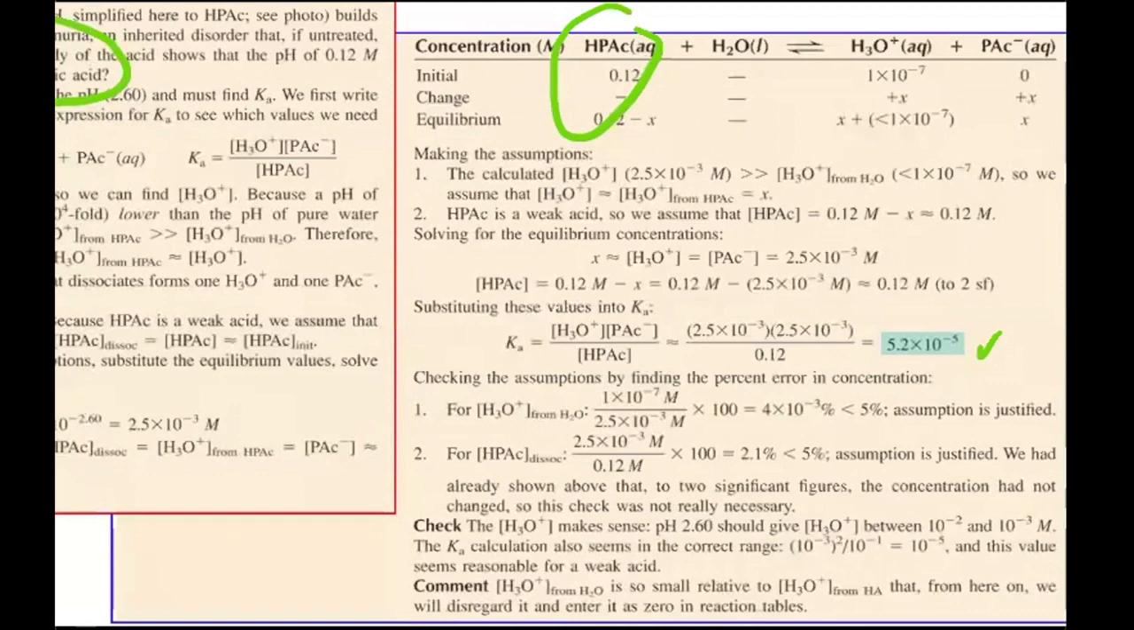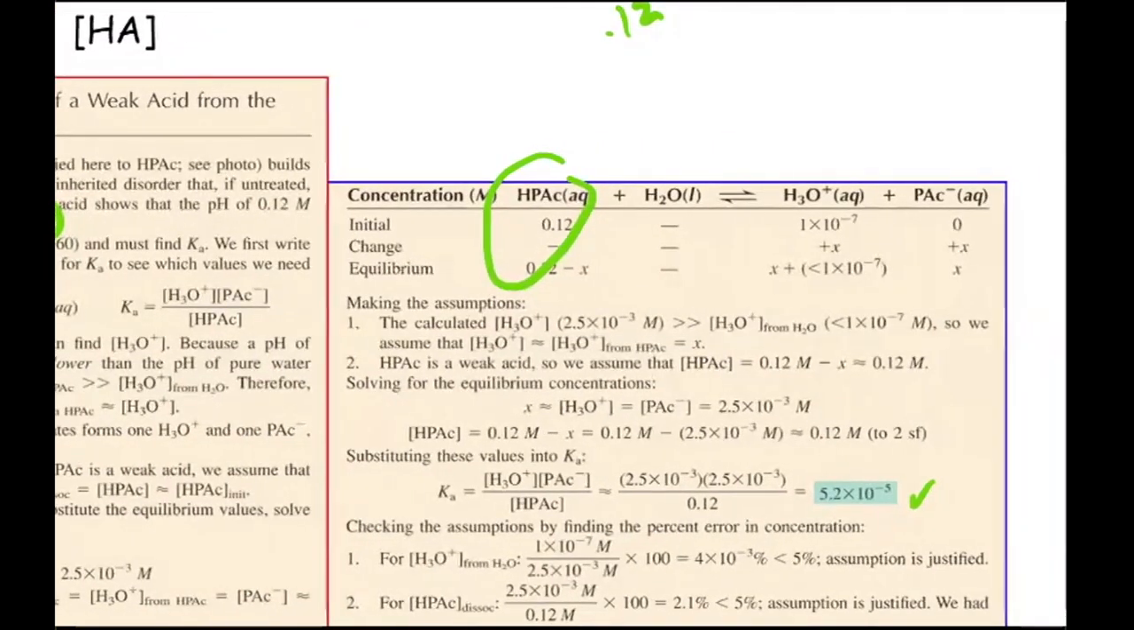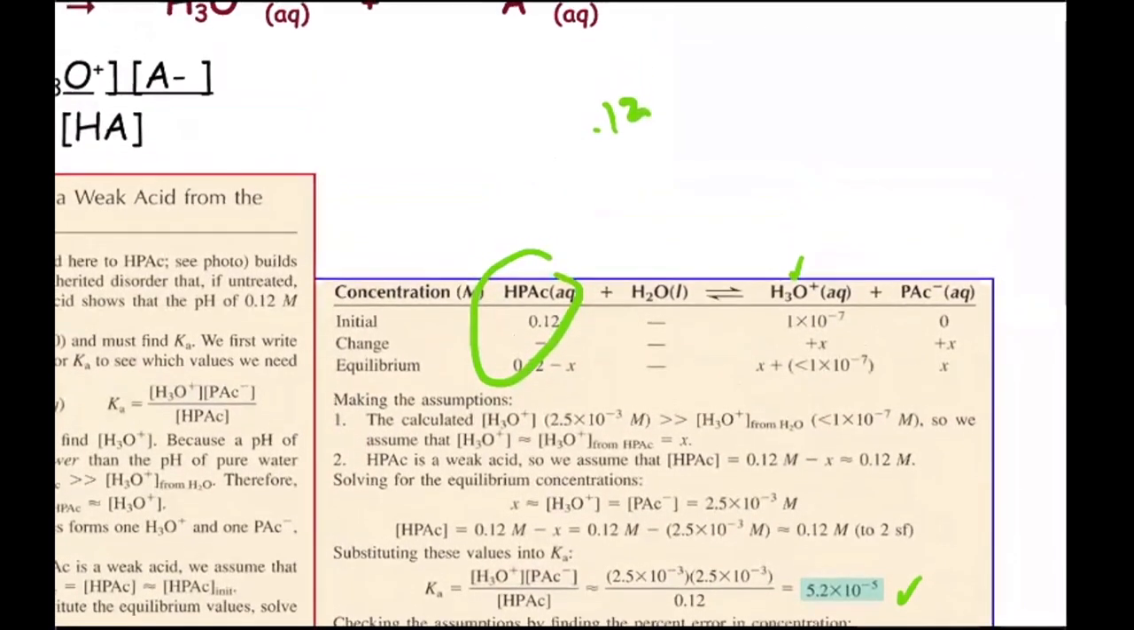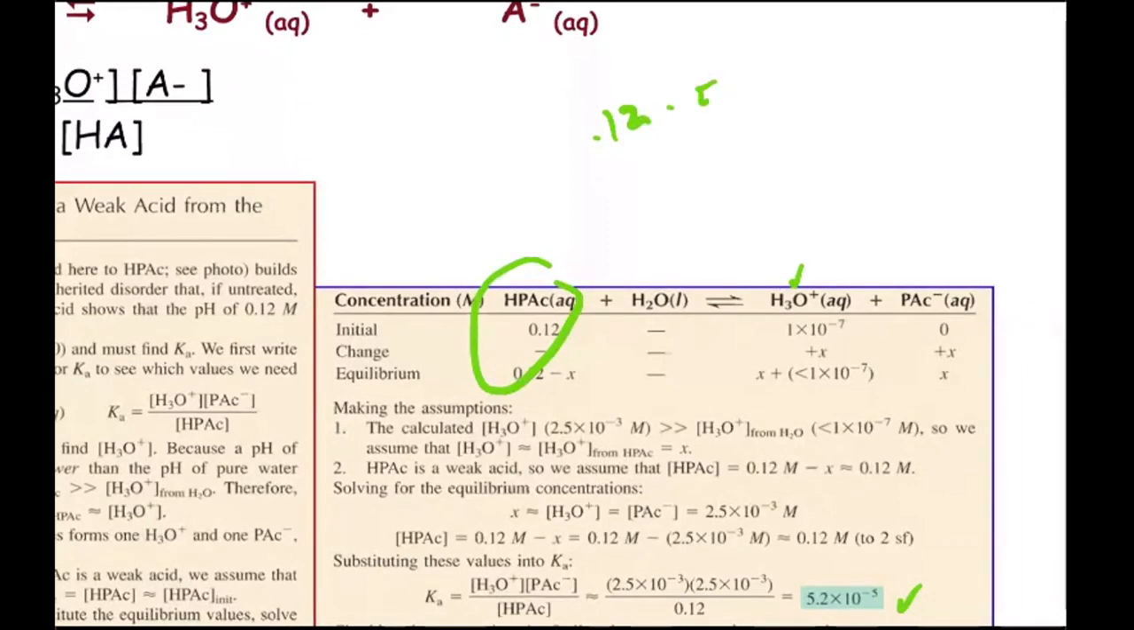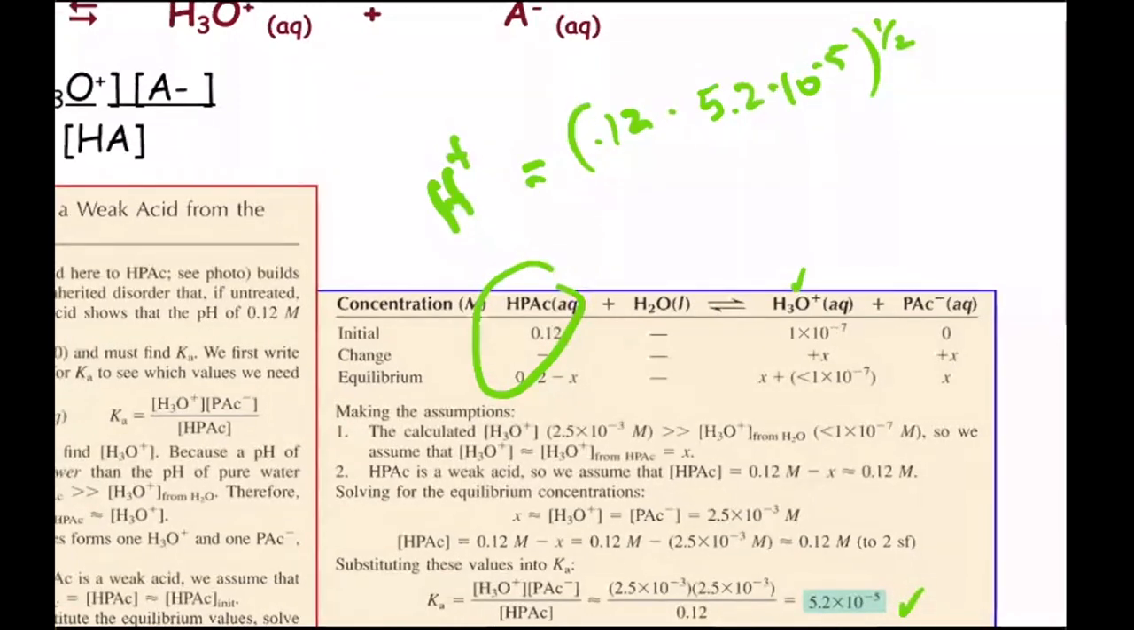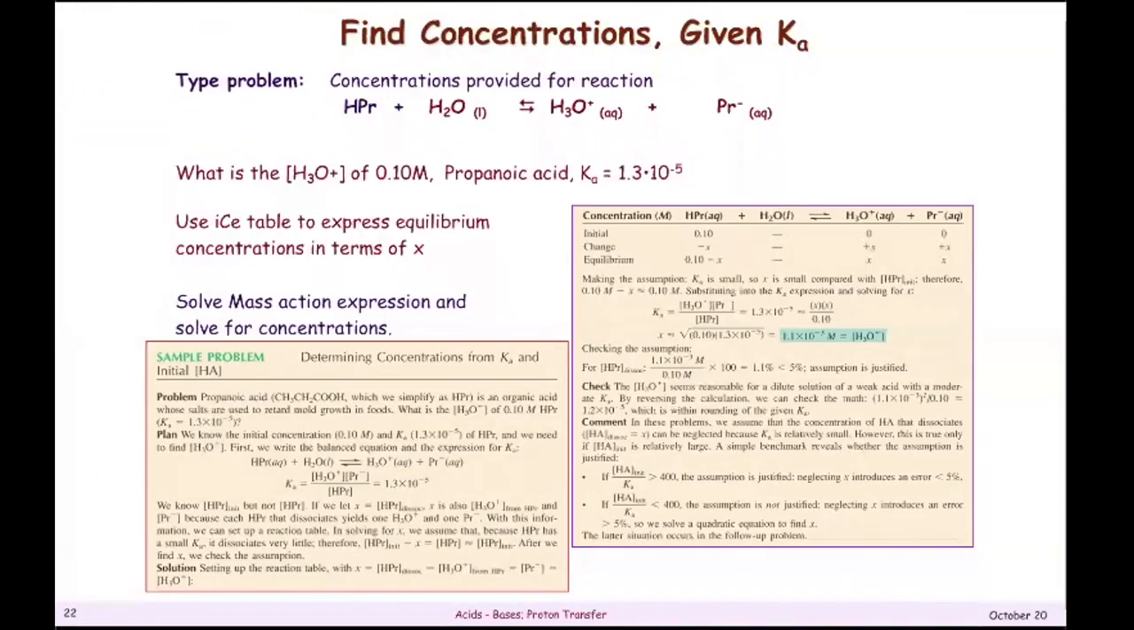So if you want to know the hydronium ion concentration based on that Ka value, then it's just 0.12 times 5.2 times 10 to the minus 5. Take the square root of that, raise this to the 1/2 power, and that's my hydrogen ion concentration. Okay, so you can do a lot of these problems just going straight to that shortcut formula. So let me go ahead and get out of this. Here's another example. Okay, you guys can take a look at that.